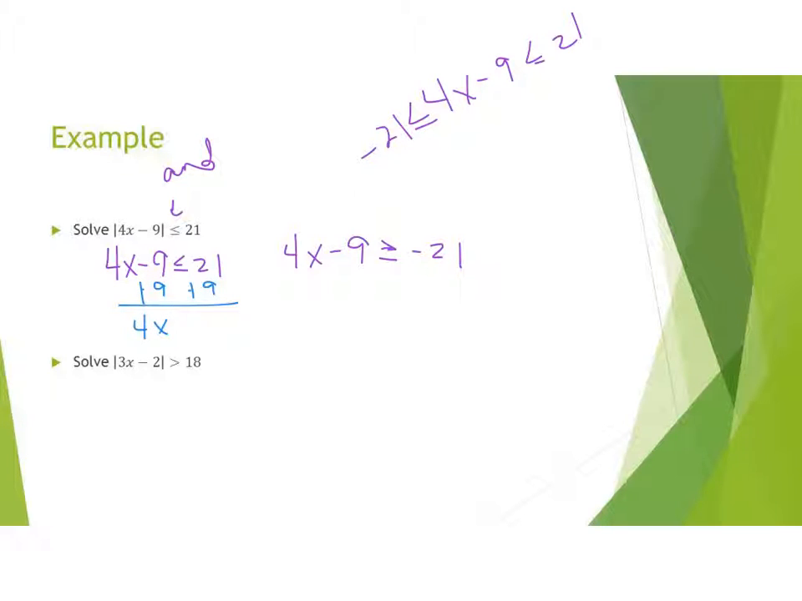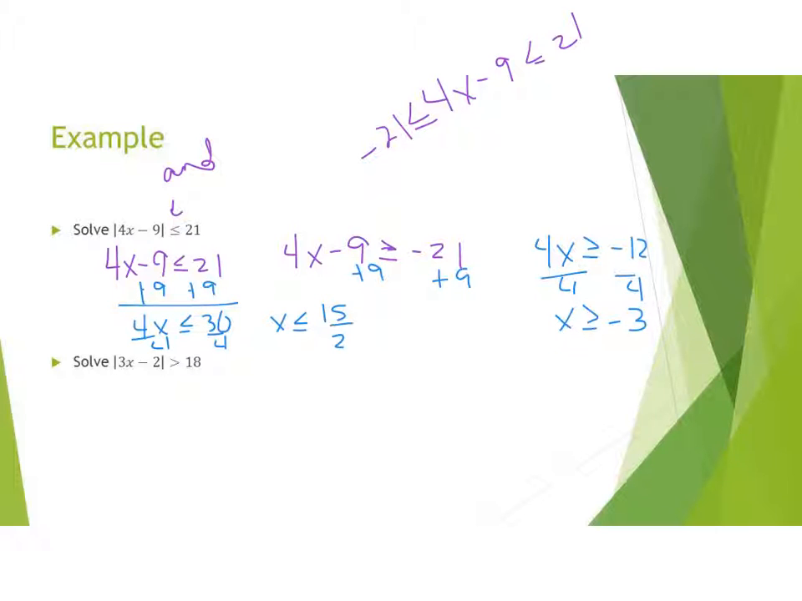So we're going to get 4x is less than or equal to 30. Divide by 4, x is less than or equal to 15 halves. And this is 4x is greater than or equal to negative 12. x is greater than or equal to negative 3. And since it's an and, you need to come together and write it as 1. And remember, you always go least to greatest there. So there is your and answer for the first one.